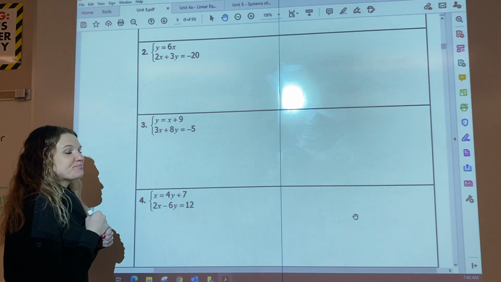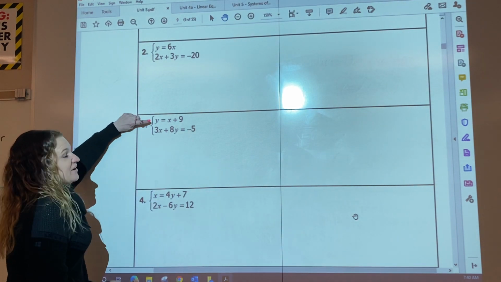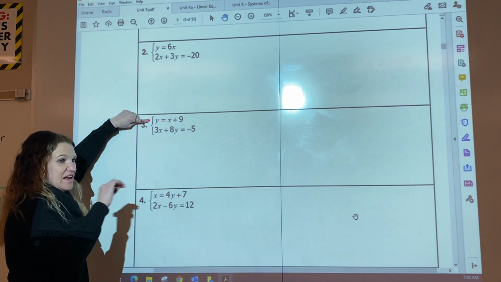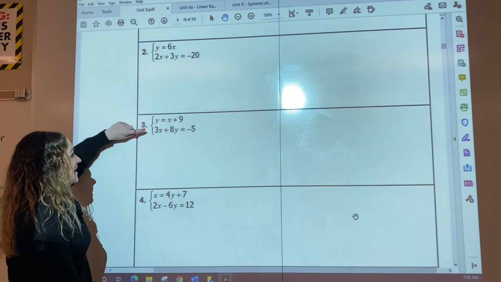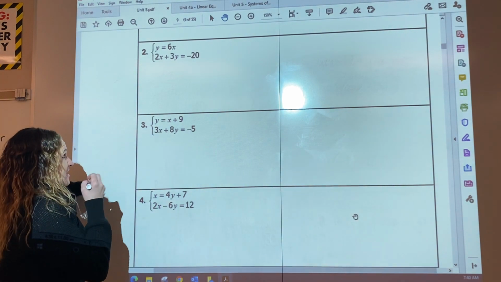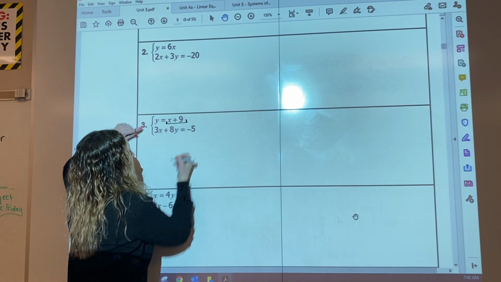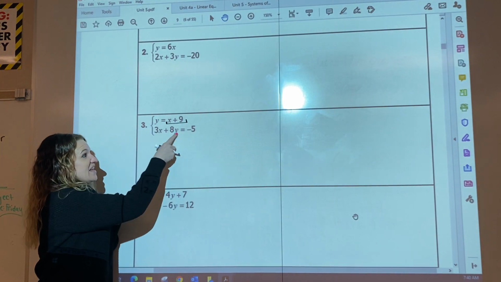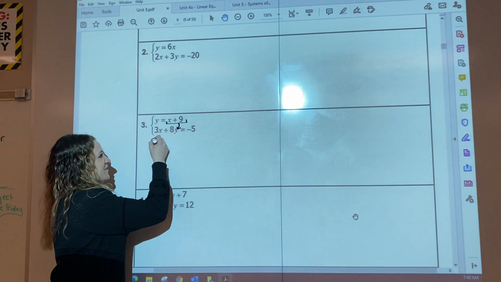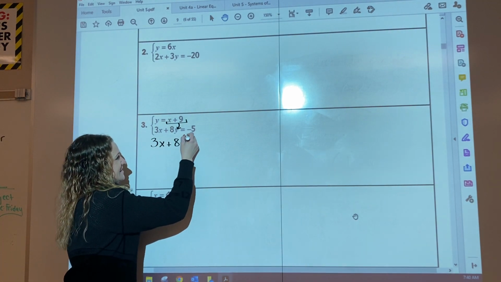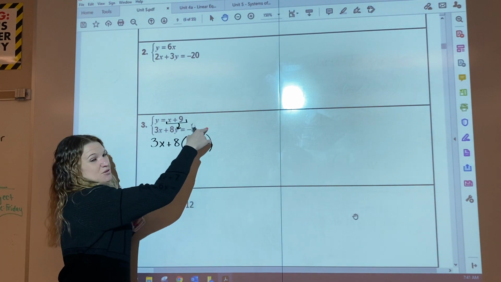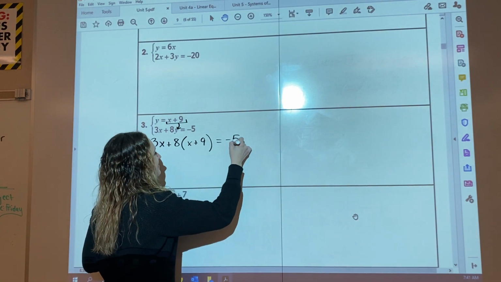Number 3. I'm going to ask myself, is this equation solved for a letter? Is there a letter by itself and then an equal sign? Yes. Is this one? No. Since this one is already solved for a variable, I'm going to take this expression and substitute that in for the y in the other equation. So I have 3x plus 8 times this whole expression, which is x plus 9. Then I'm going to continue with the rest of that equation, equals -5.